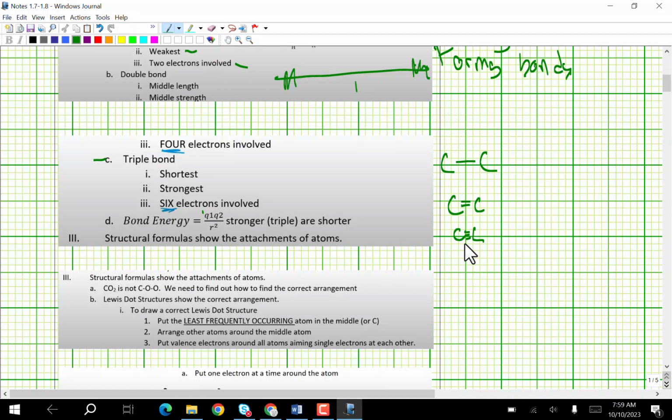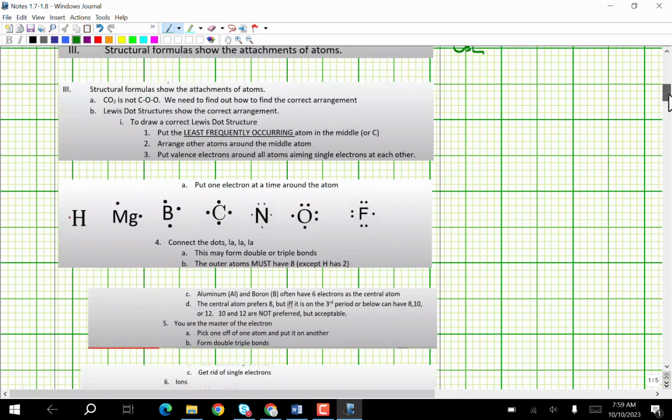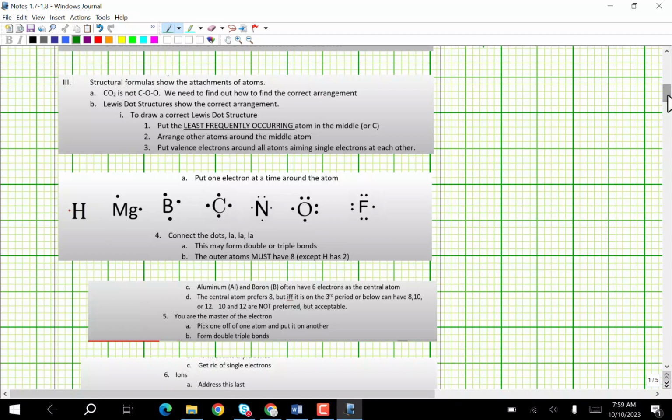All right, structural formulas show the attachment of atoms. CO2 is not COO. We need to find out how to get the correct arrangement. Lewis dot structures give you the correct arrangements.